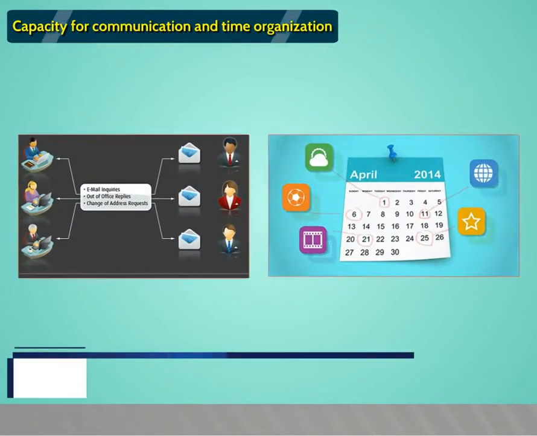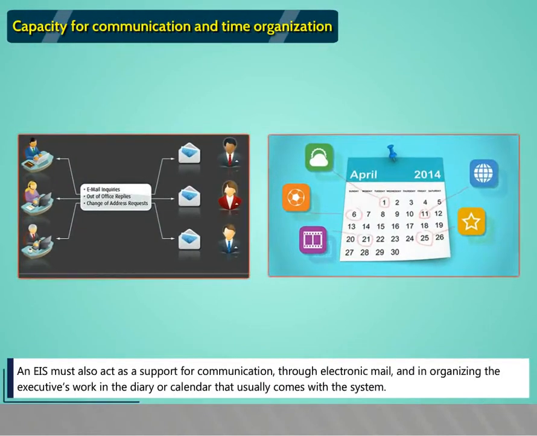Capacity for communication and time organization. An EIS must also act as a support for communication through electronic mail and in organizing the executive's work in the diary or calendar that usually comes with the system.